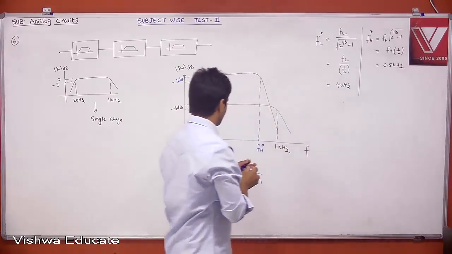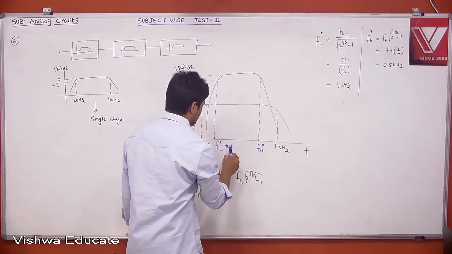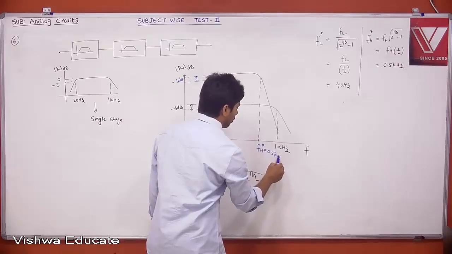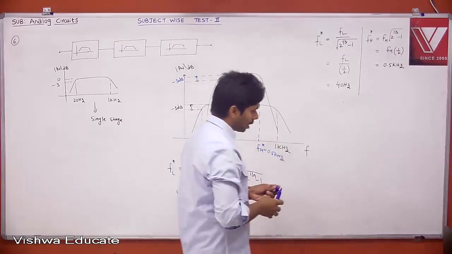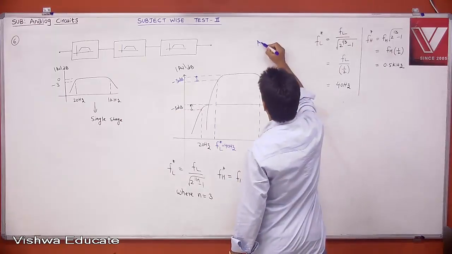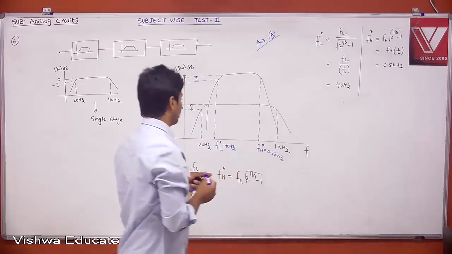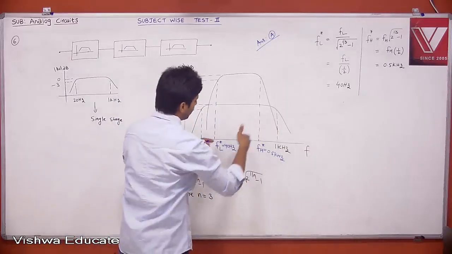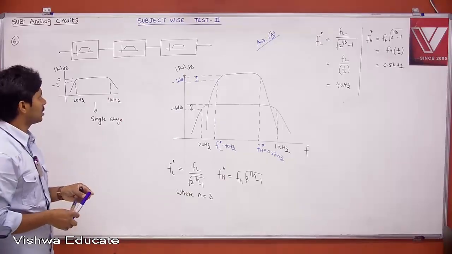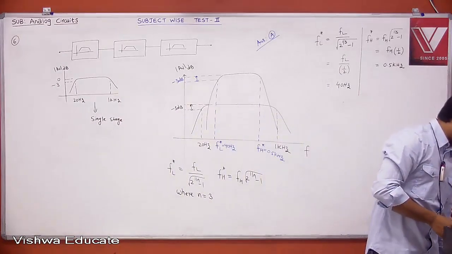Therefore, what is the answer? Your FL star is 40 Hz and your FH star is 0.5 kilohertz. What is the option which is satisfying this? 40 and then 0.5. Answer is A. Your bandwidth will decrease. Very simple. Almost 1 kHz bandwidth became 0.5 kHz bandwidth. Because your gain is improved, your bandwidth will decrease. That is expected. Okay. Take it. After that, we will solve problem number 7.